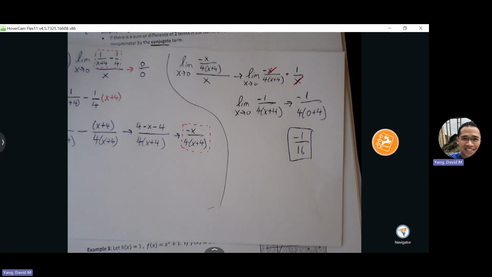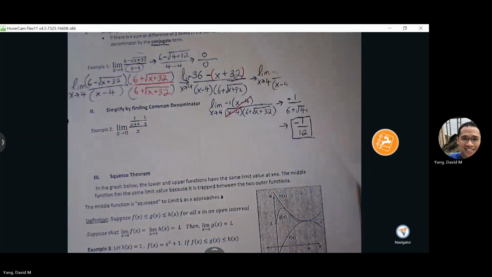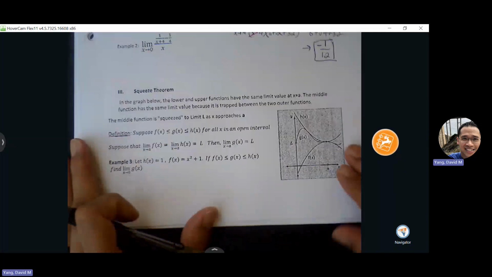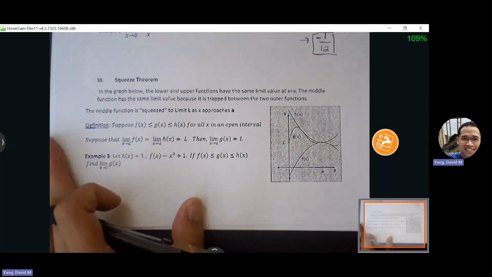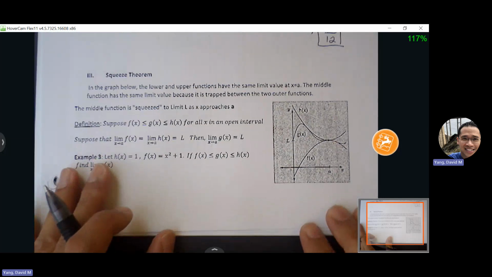All right, any questions? All right. There's another theorem that I want to go over. This is called the squeeze theorem. I think this is pretty easy. It's always going to follow the same steps. And let me just kind of go through what this is saying.